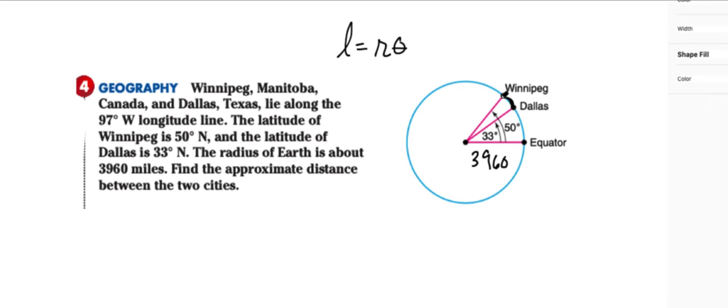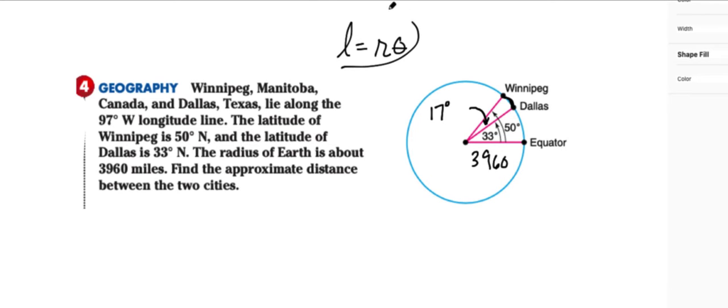And so if we want to find this distance here, the distance between the two cities, what we need to find is this angle right here, because that's going to be the central angle that we need. So 50 minus 33 is going to be 17. So the angle that we're concerned about is 17 degrees. Are you guys with me?